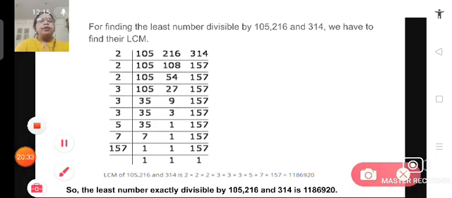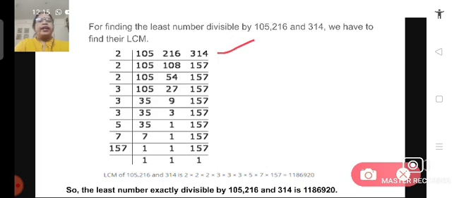So for finding the LCM, we write them in a row like this and start dividing by the smallest prime number, that is 2. So we divide these numbers. 105 will be written as it is, 216 and 314 can be divided by 2, we get 108 and 157. Again we take the same prime factor 2 to divide 108, 105 will be written as it is, 108 when divided by 2 becomes 54 and 157 can be written as it is because it is not divisible by 2.